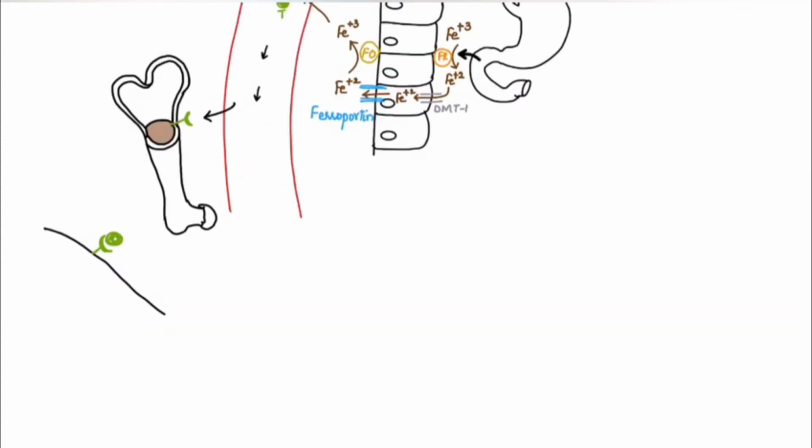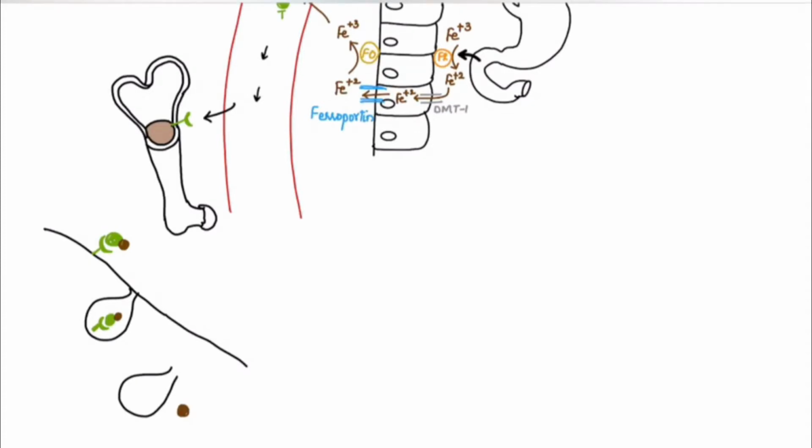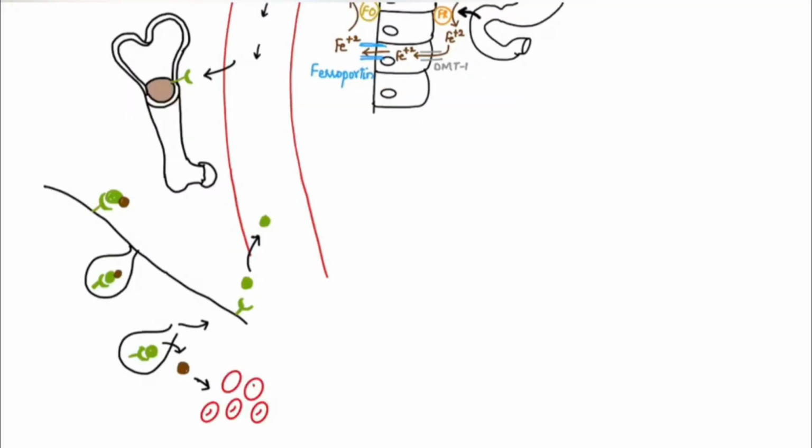The transferrin bound iron attaches to the transferrin receptor, and the whole complex is then endocytosed into clathrin coated pits. Then the iron is taken into the bone marrow and the rest of the complex is released back onto the surface. The transferrin receptor gets attached to the cell membrane and the transferrin is released back into the circulation. The iron in the bone marrow is utilized for erythropoiesis, and so the iron gets trapped in RBCs.